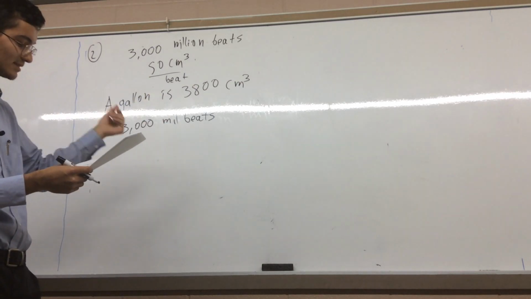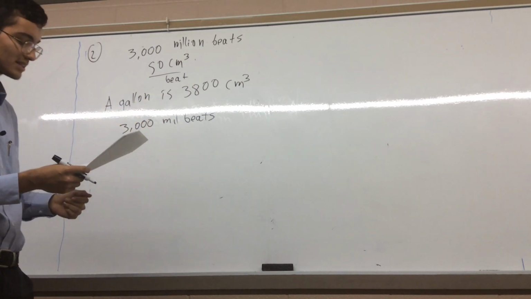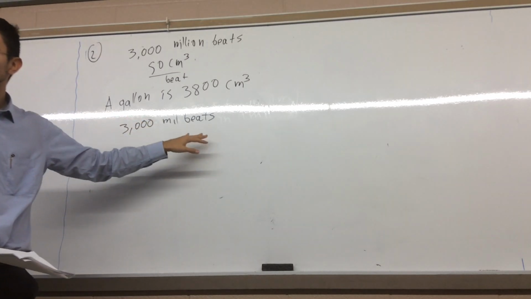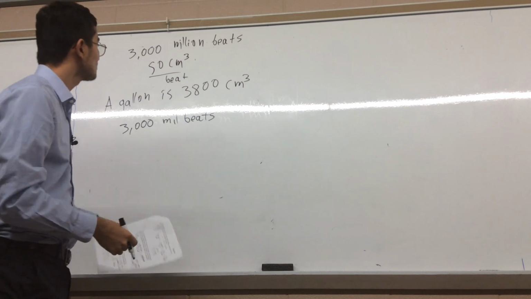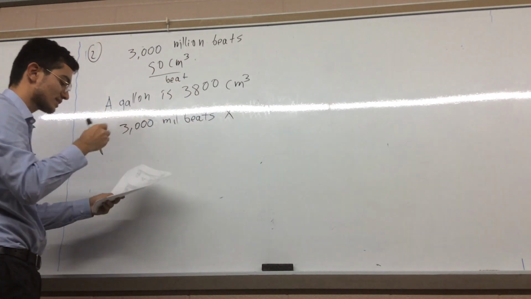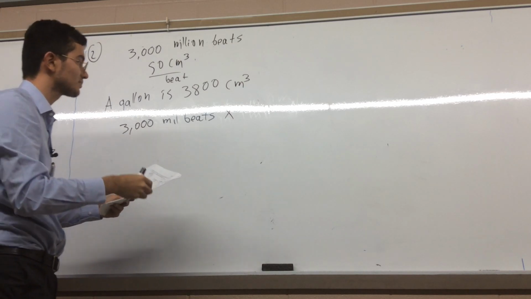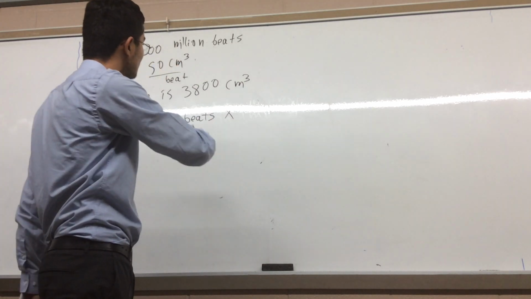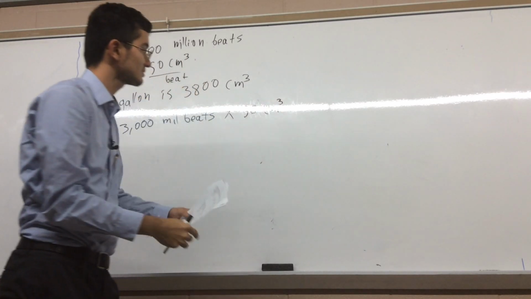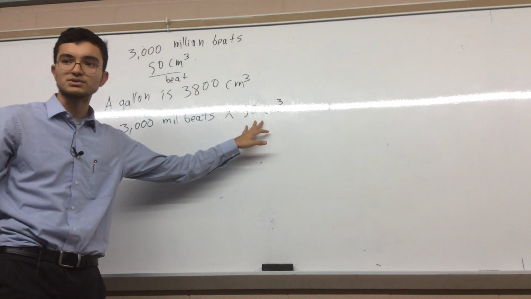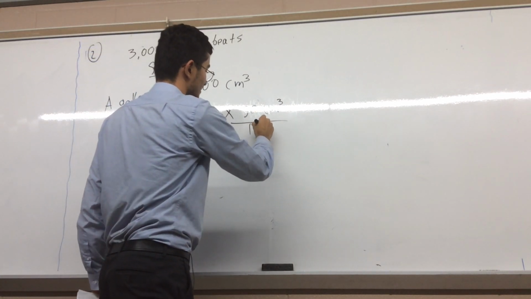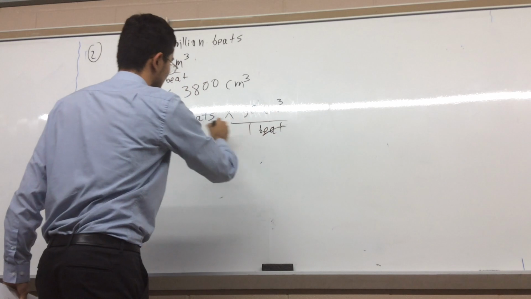But this is 3,000 million beats in a lifetime, and we want to find how much volume this is, right? So we have to multiply it by 50 centimeters cubed, because that's how much you are getting per volume. Per beat you're getting 50 centimeters cubed, because this is what your heart pumps, over 1 beat, right, per beat. Because this will cancel out.